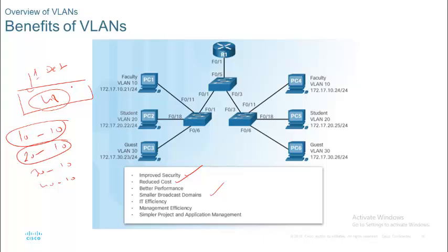What is VLAN? VLAN is logical segmentation. VLAN is creating virtual switches inside a physical switch. VLAN is breaking down the large broadcast domain into small broadcast domains. Benefits: improve security, reduces cost, better performance, IT efficiency, management efficiency, etc.